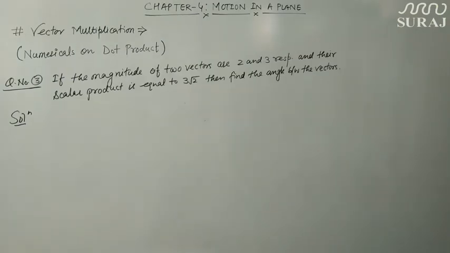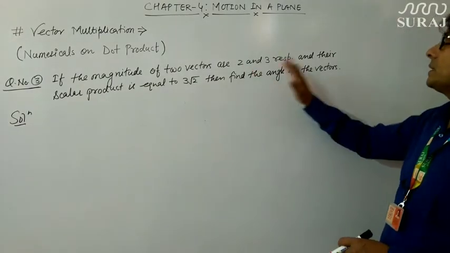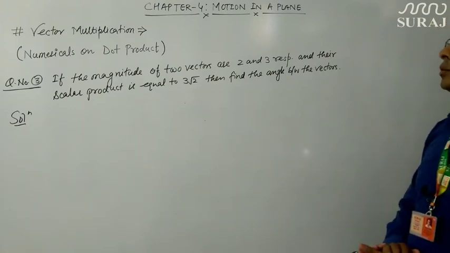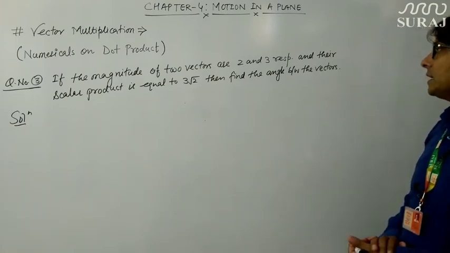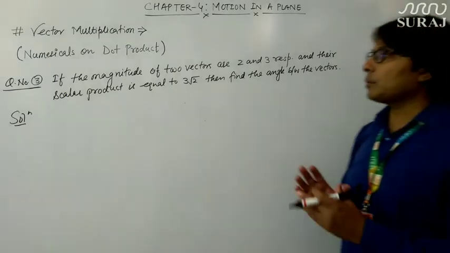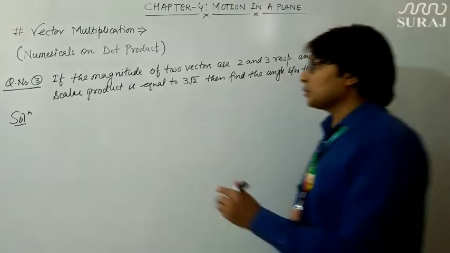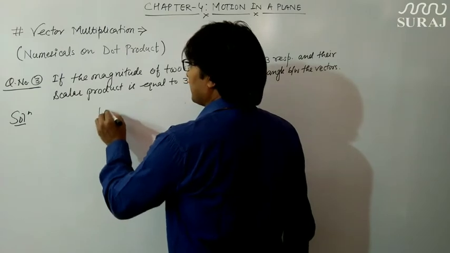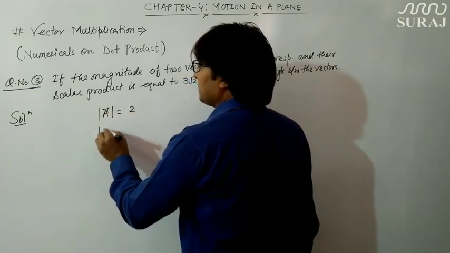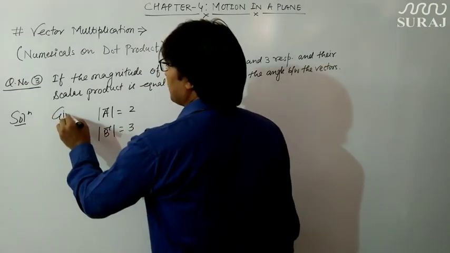So the next question is, if the magnitudes of two vectors are 2 and 3 respectively and their scalar product is equal to 3 root 2, then find the angle between the vectors. So what have been given? We have been provided the magnitude of two vectors, 2 and 3. So suppose the first vector is a vector and its magnitude is given as 2, and the second vector is b vector and its magnitude is given as 3. So this information we have been provided.